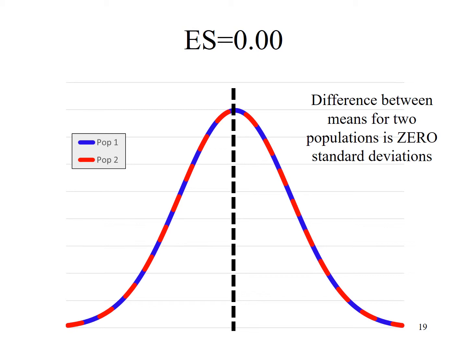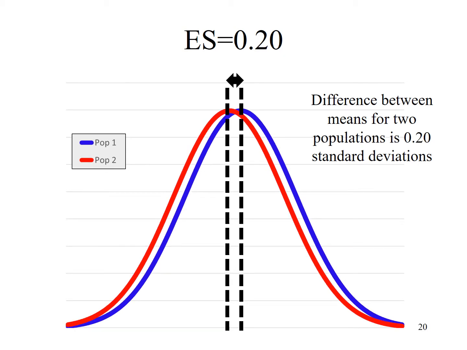But what if we did find a difference? What if our effect size was 0.20, indicating that the difference between our two means was equal to 0.2 standard deviations? What would that suggest about the distribution of scores in our population? That suggests that if we graph the distribution of scores for both populations, the difference between the means would be equal to 0.20 standard deviations.